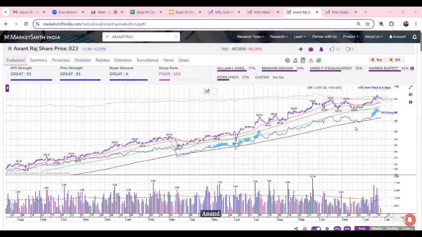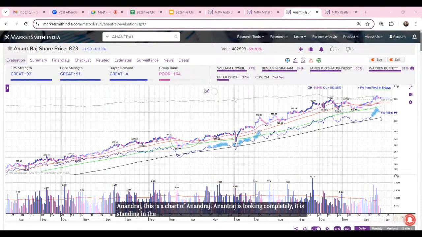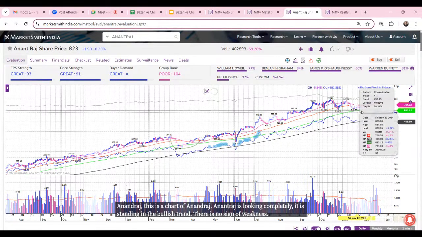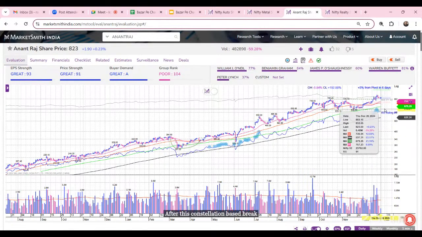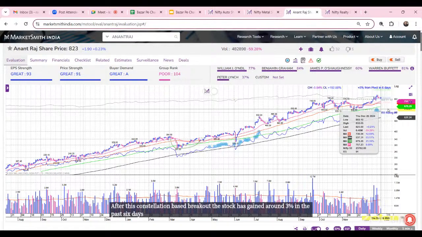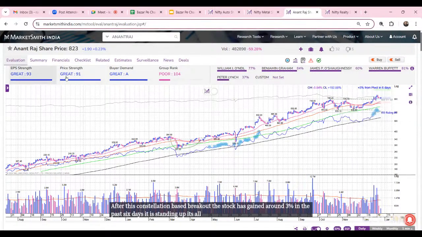This is the chart of Anant Raj. Anant Raj is trading in a bullish trend. There is no sign of weakness. After this consolidation based breakout, the stock has gained around 3% in the past 6 days. It is trading above all its key moving averages. If you look at its EPS strength, its buyer demand, everything is looking great. So there is no weakness. If you're holding the stock, you can remain invested in it.